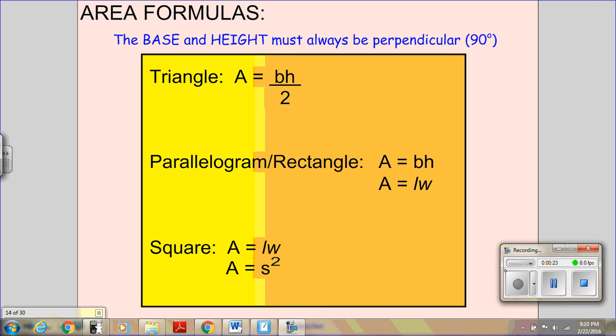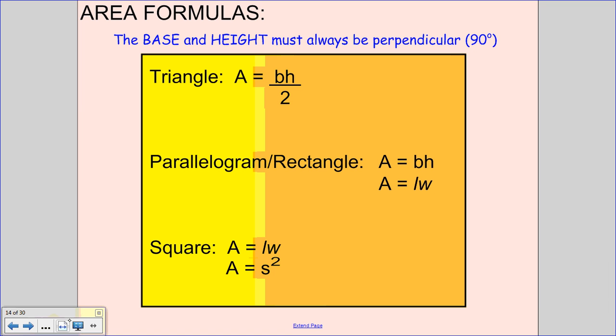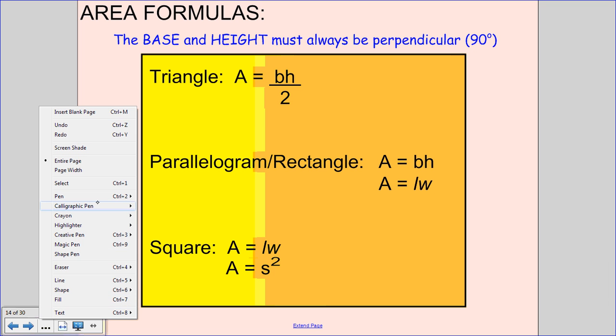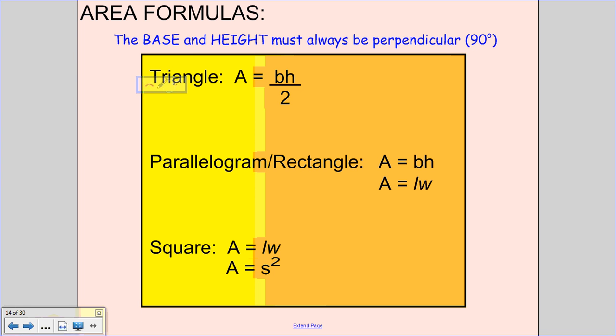You need to remember that base and height will always be perpendicular with one another, meaning they should form a 90-degree angle. To find the area of a triangle, you're going to take base times height divided by 2. On some formula charts, you can also see it written as 1/2 of base times height, but it's the same idea.